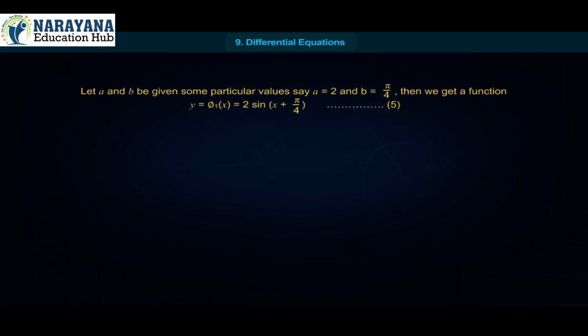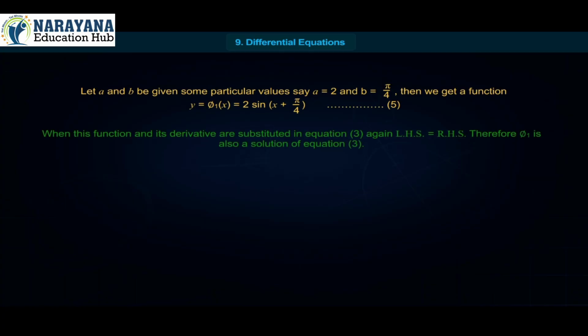Let a and b be given some particular values. Say a is equal to 2 and b is equal to pi by 4. Then we get a function y is equal to phi 1 of x is equal to 2 sin x plus pi by 4. Equation 5. When this function and its derivative are substituted in equation 3, again left hand side is equal to right hand side. Therefore, phi 1 is also a solution of equation 3.